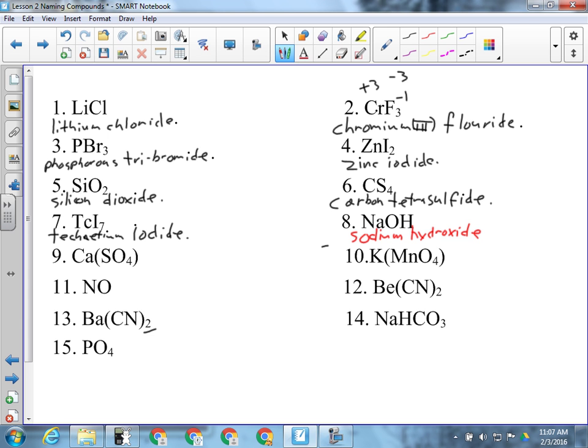Okay? All right, so for number 9, I've got calcium with sulfate. Calcium is a metal or nonmetal? Metal, so this is an ionic compound. The other thing is, if you have a polyatomic ion, you are dealing with an ionic compound. So we've got calcium sulfate. Remember, we don't change the name of the polyatomic ions. All right, for number 10, we talked about that a minute ago. This is the purple crystals that turn your fingers brown. Okay, this is potassium permanganate.